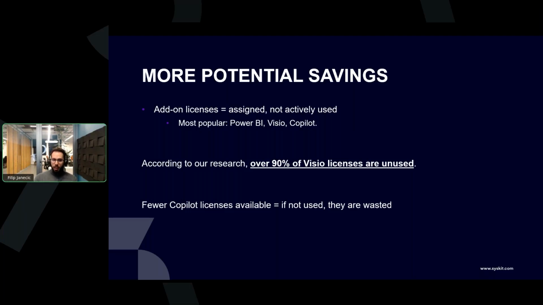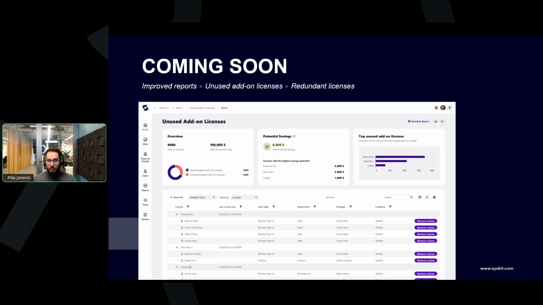So those are the licenses that are assigned to users but are not being used, which means that they could potentially be assigned to somebody else, or maybe it's a signal that you don't need that license. Now, this is something that is not currently available in Cisco Point, but this is something that is coming in the near future, along with improved reports for everything that I've shown you so far. You can also track unused add-on licenses for Power BI, Visio, and Copilot, and also you will be able to identify and remove redundant licenses. And with that, I'm going to bring it back to Vlad.